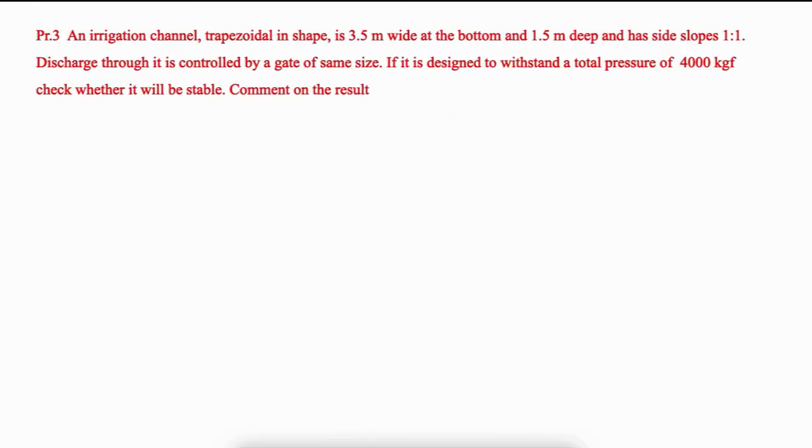An irrigation channel, trapezoidal in shape, is 3.5 meters wide at the bottom and 1.5 meters deep and has side slopes of 1:1.